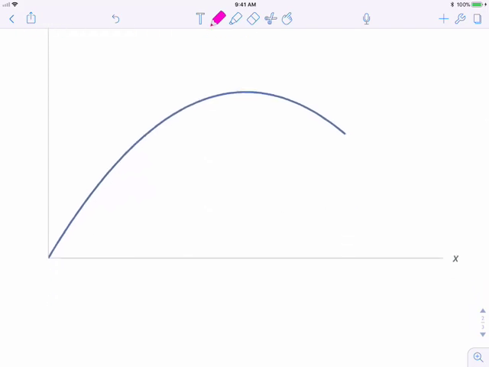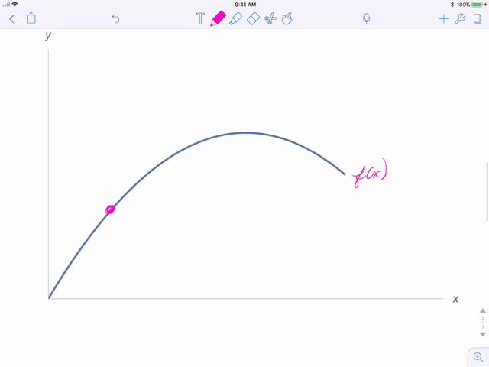So in another picture, to illustrate what I'm talking about, if somewhere on the graph of f of x we select a point, let's say we pick this point right here, and we draw the line tangent to the curve at that point.